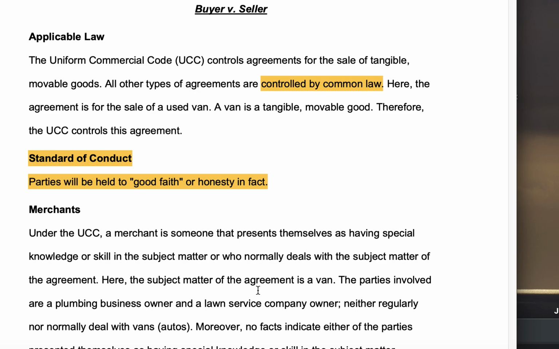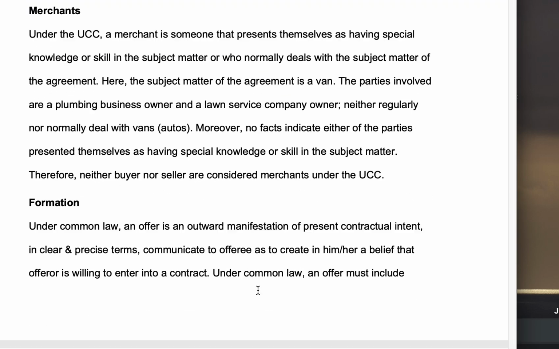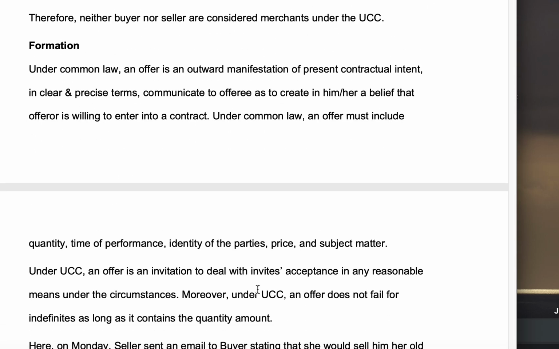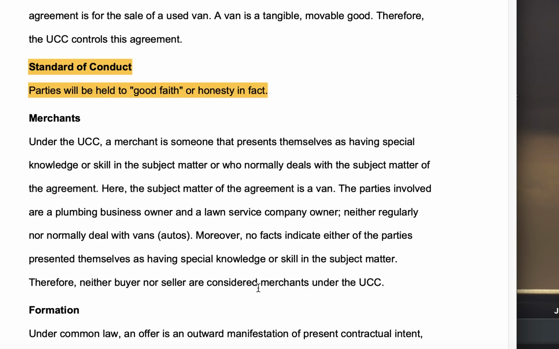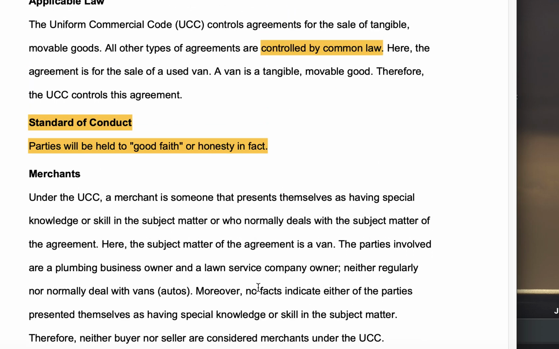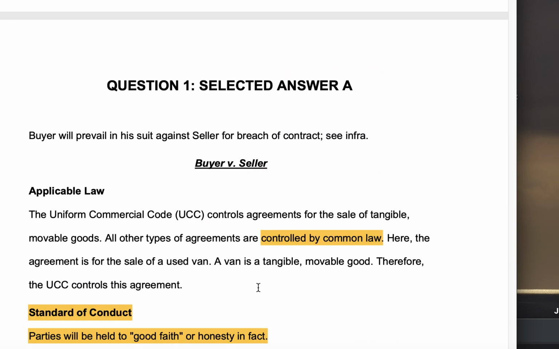And applicable law, formation of contract, sorting out whether or not they're merchants, what type of contract it was, and so on and so forth. But it says UCC controls this agreement. But what if it's really sort of a little of both, you know?